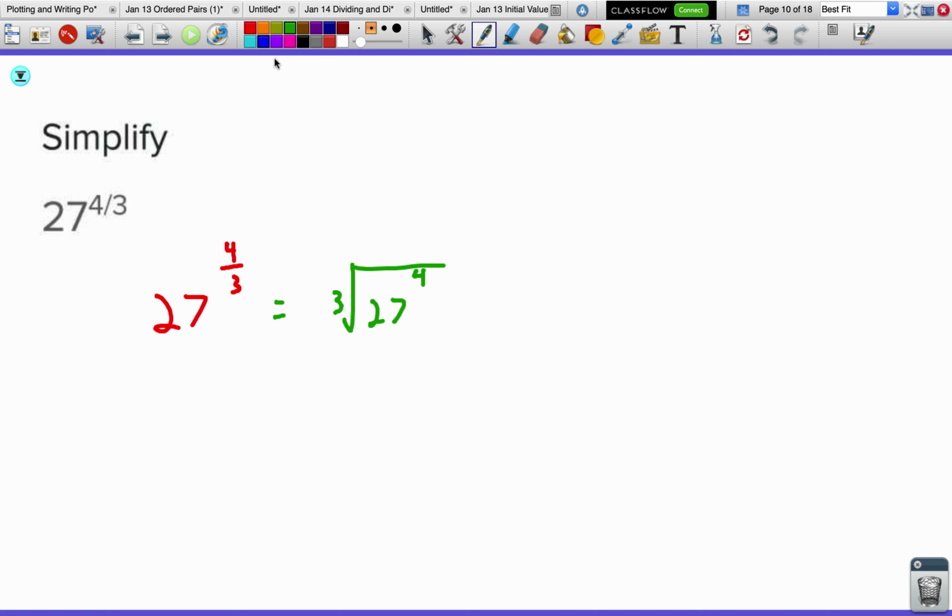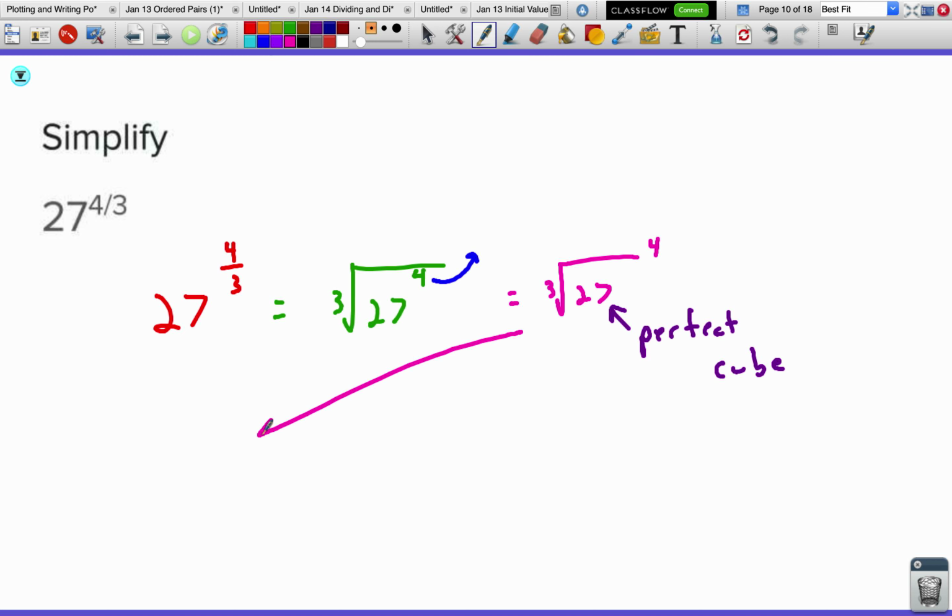Now that 4 can come out from underneath the cubed root of 27 to the 4th. And the reason I did that is because 27 is another perfect cube. 27 is 3 cubed. So this can now become 3 to the 4th, and then 3 to the 4th is 81. All right, and that definitely is more simplified to write it down as just an 81. So it's worth going through the motions of turning it into radical form, because radical form sometimes enables us to simplify things further.